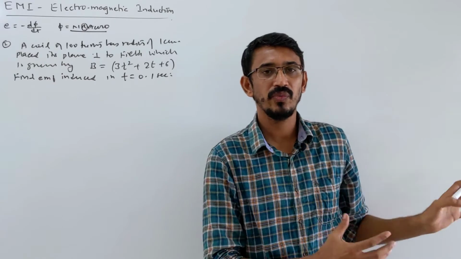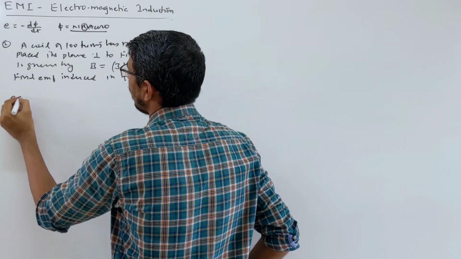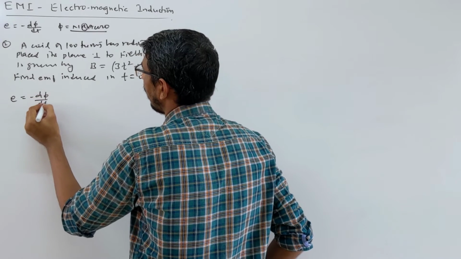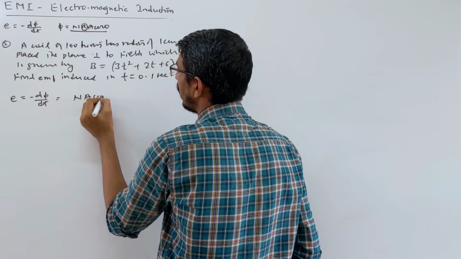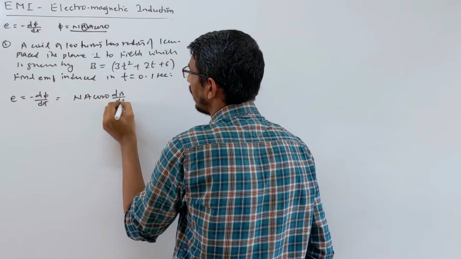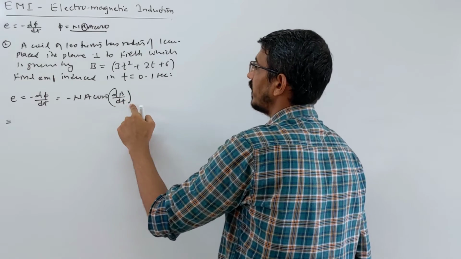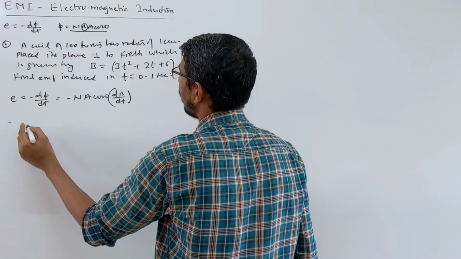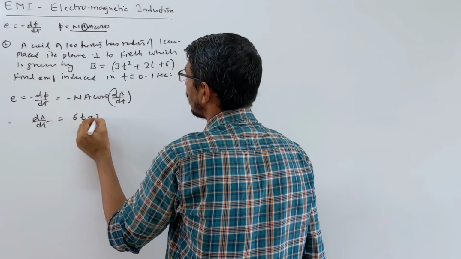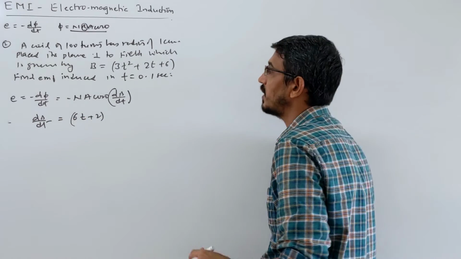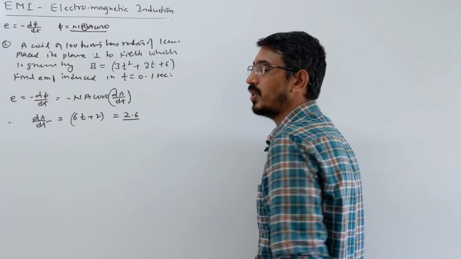So just like you did when the flux equation was given, here the field equation is given to you. I'm writing E is equal to minus d phi by dt. From this equation, n is constant, area is constant, cos theta is constant. What is changing? dB by dt. So first let's do this term separately. Differentiate B, what do you get? You get 6t plus 2. Putting the time 0.1, that becomes 2.6. That's your dB by dt.